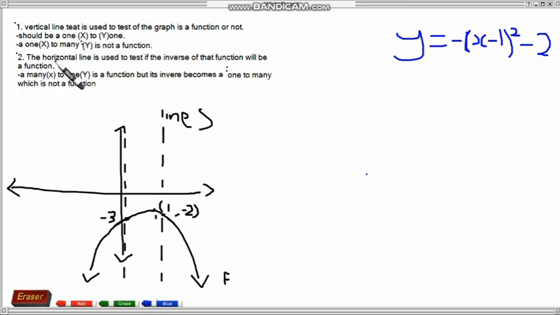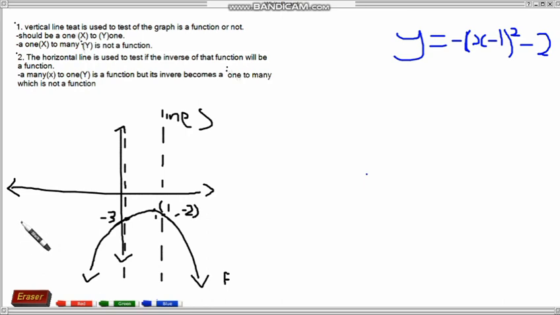Number two, the horizontal line test is used to test if the inverse of that function will also be a function. A many-to-one is a function, but its inverse becomes a one-to-many, which is not a function. Remember, we talk about a one-to-many here. So let's talk about this in more detail.